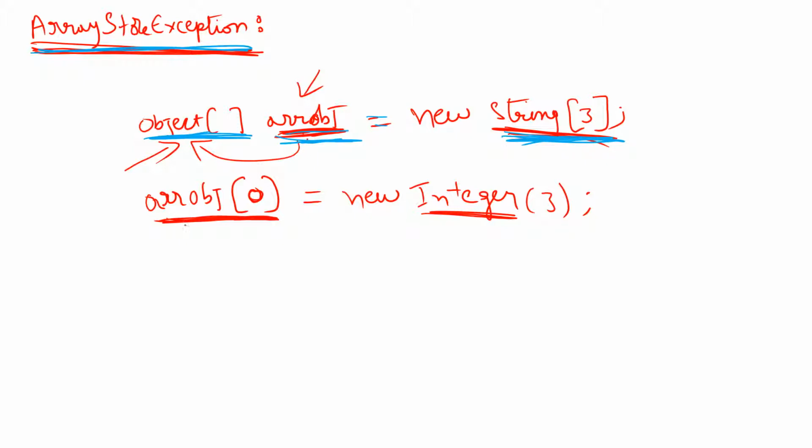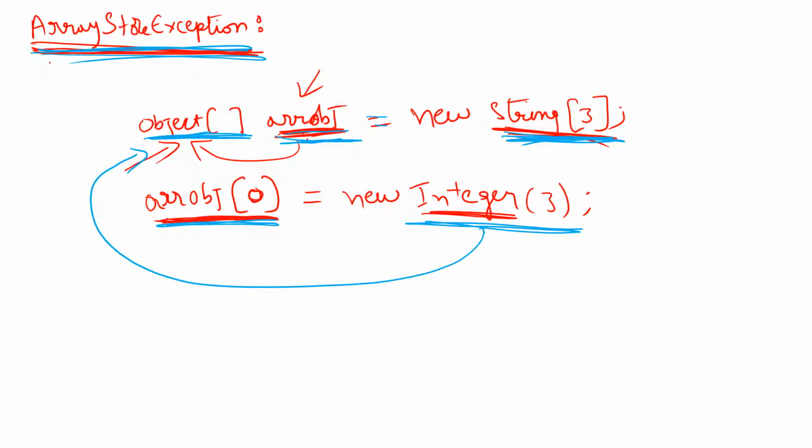But here what I am doing is I am trying to initialize the array, but I am using arrObj[0] equals new Integer(3). That means I am trying to store an integer object into this array. In these cases, I will get array store exception. Let's see the example for this one.